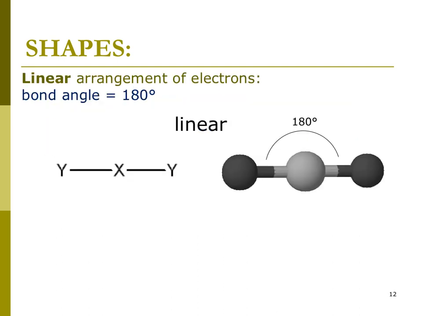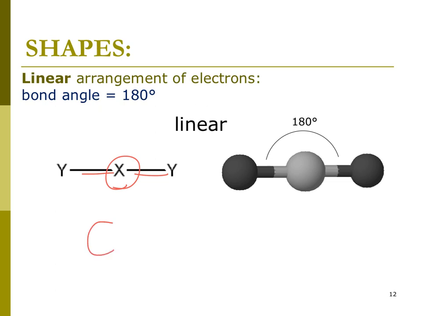So let's get into some of the shapes. The first shape we're going to look at is linear, where our central molecule has exactly two charge centers. So those two charge centers would repel each other at 180 degrees. So you have this linear shape. This means that there are no lone pairs on the central atom.